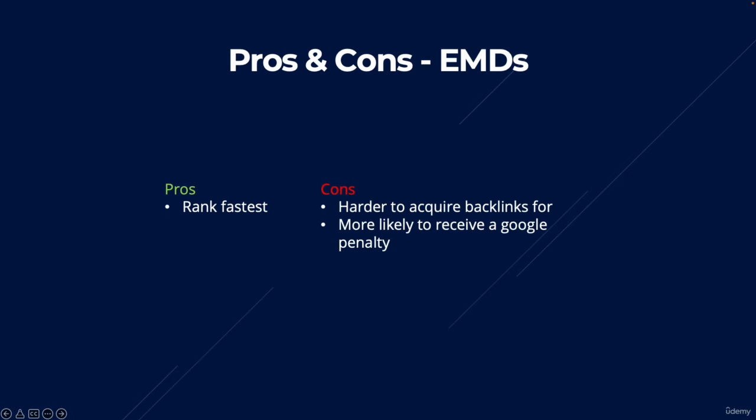But going back onto topic now, when you have an EMD, you are more likely to receive a Google penalty, as you're going to be getting more links linking to your website that are mentioning the keyword you're trying to target, which means it's a lot easier to over-optimize your website. The third con of an EMD is that they are harder to sell.